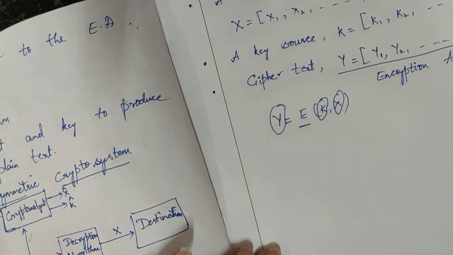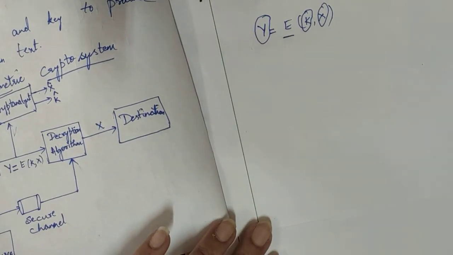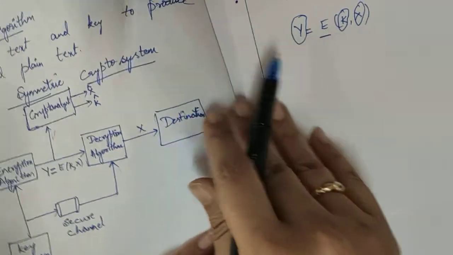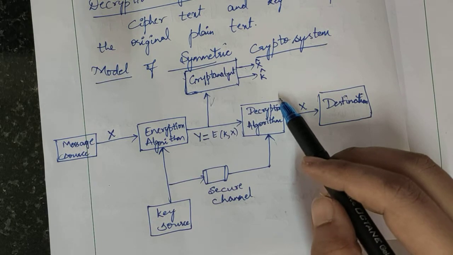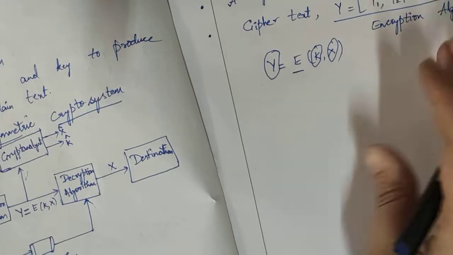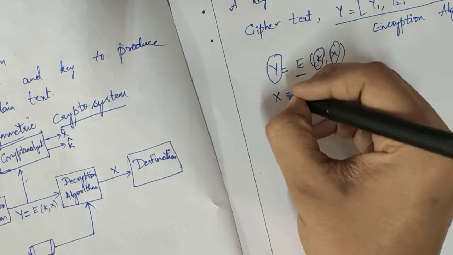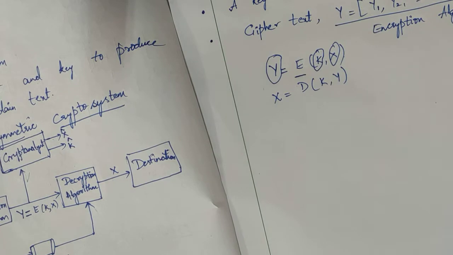Okay, so now the receiver with the key is able to invert the transformation. That means the decryption algorithm takes place. The decryption algorithm is nothing but the reverse process of your encryption algorithm, right? So I can denote that as x is equal to d of k comma y.